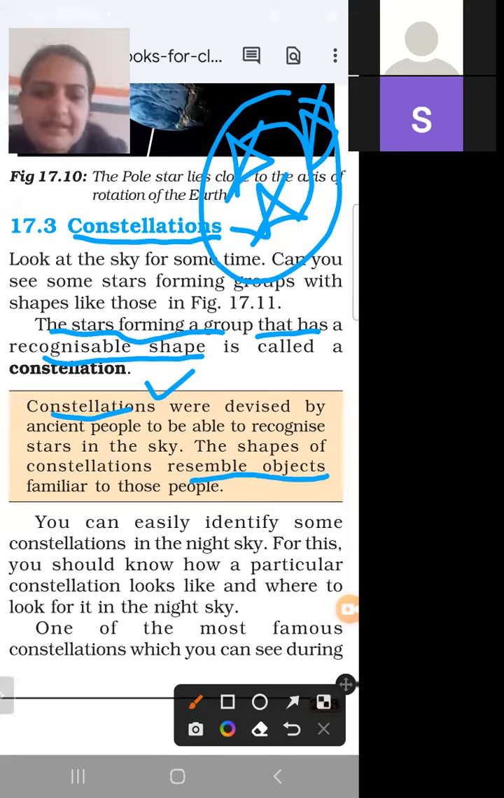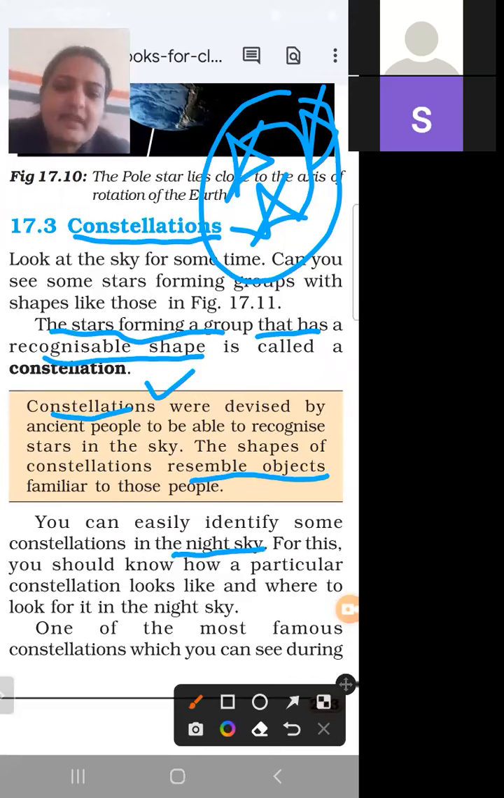You can easily identify some constellations in the night sky. So we see these types of constellations in the night sky. For this, you should know how a particular constellation looks, what the shape of the constellation is, and where to look for it in the night sky. So at what time do we have to see these types of constellations?